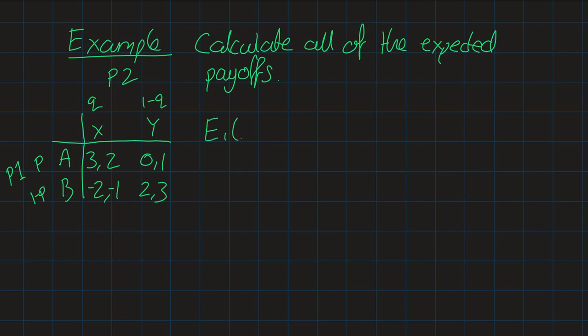So let's just begin. The expected payoff for player 1 if they choose A. If player 1 chooses A, they're going to win 3 points Q of the time and 0 points 1 minus Q of the time. So this is 3 times Q plus 0 times 1 minus Q, which is simple enough to simplify. This is just 3Q, because 0 times 1 minus Q is just equal to 0.